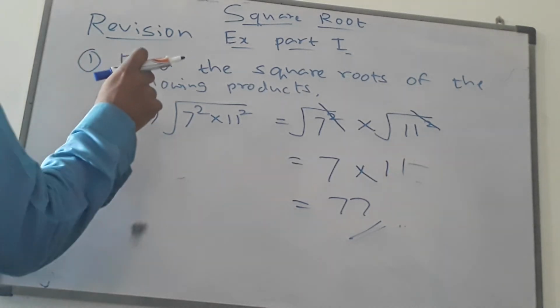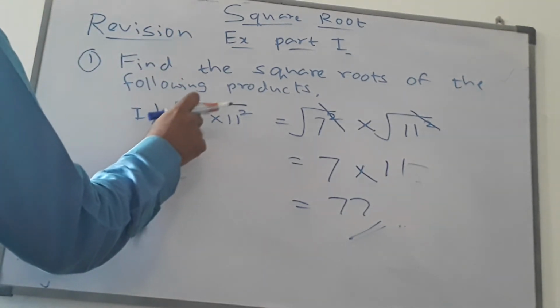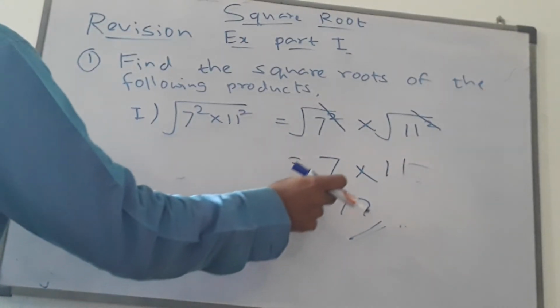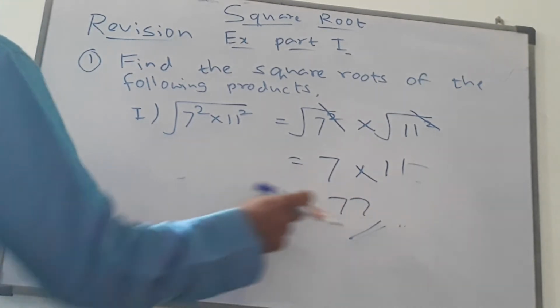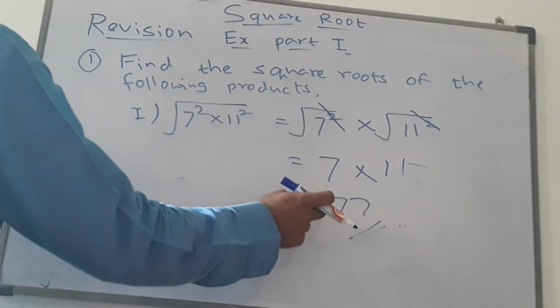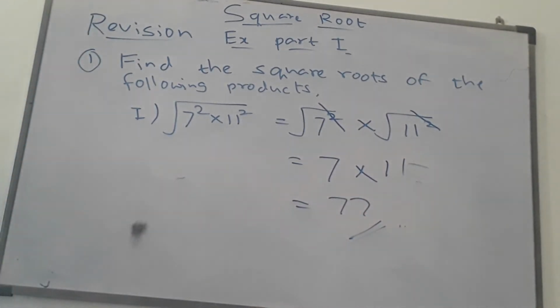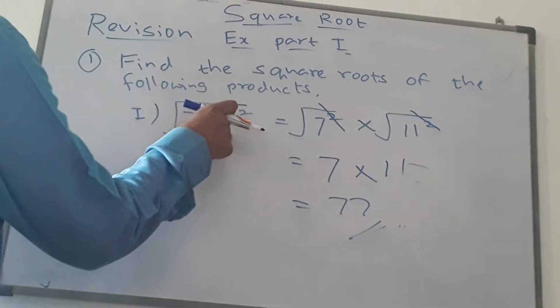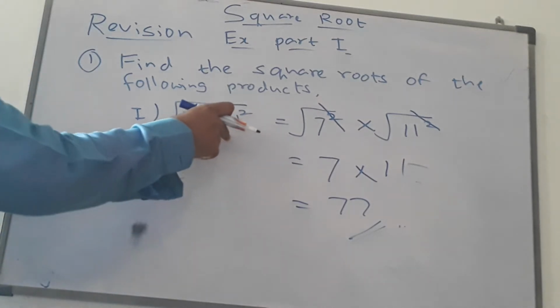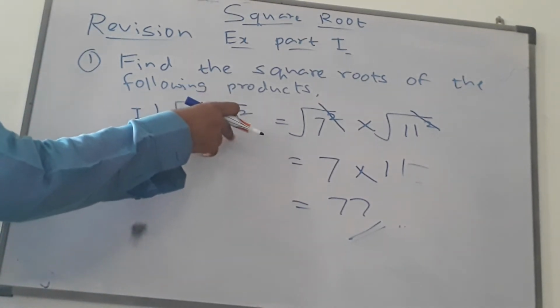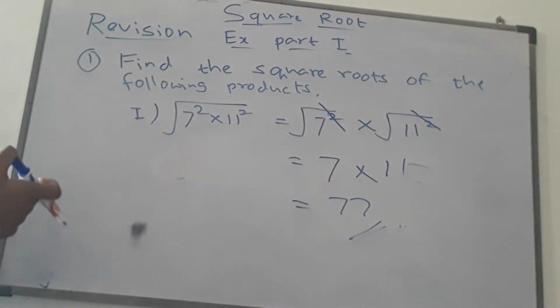If you find the value of this answer and check whether, if you find the square number of this particular root, and if you find the number which is given by the product, they are equal, then definitely this is true. You can prove it.